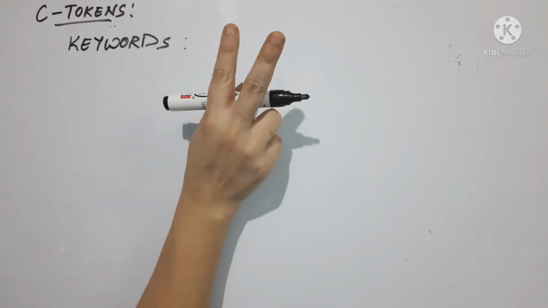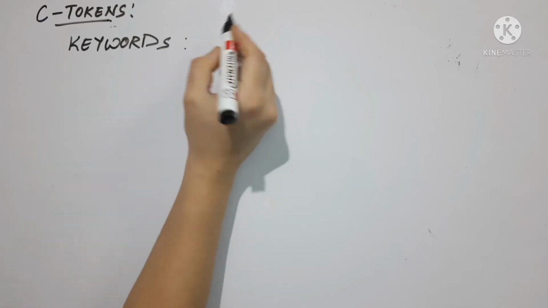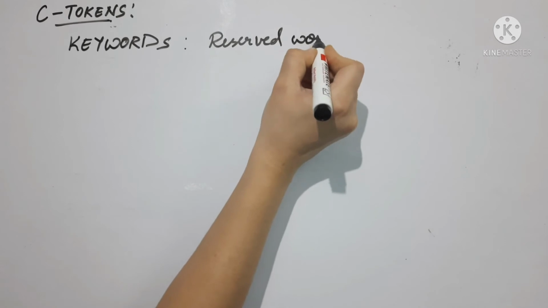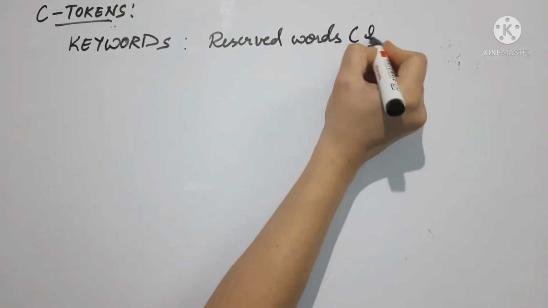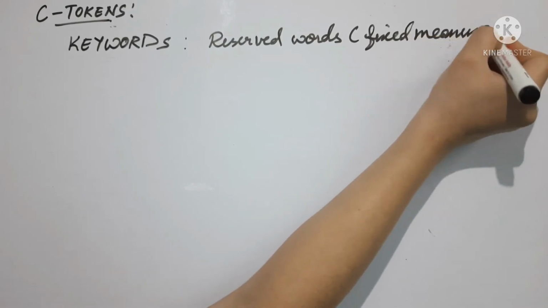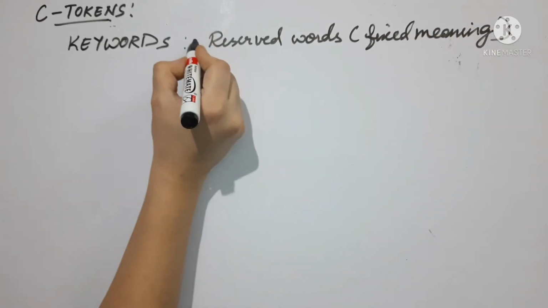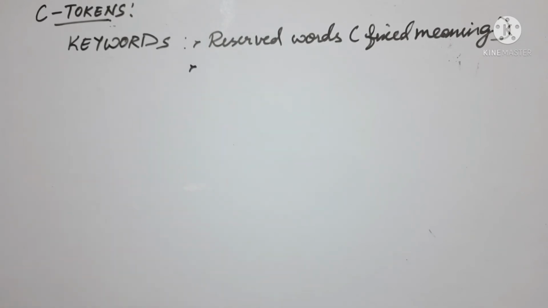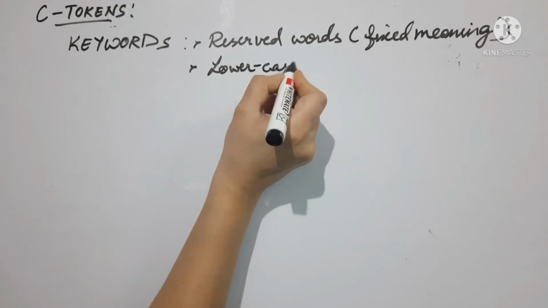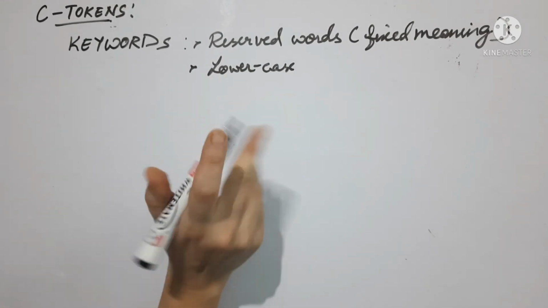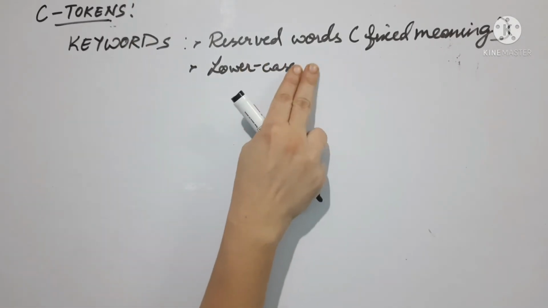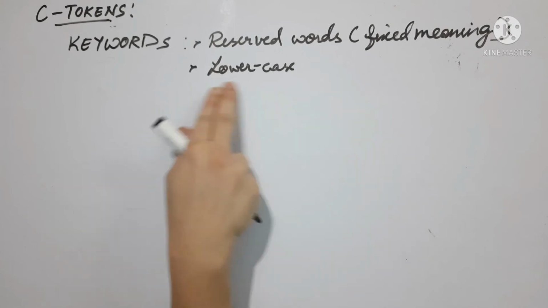Now let us see in detail what these keywords and identifiers are. There are two important things you need to remember regarding keywords. First, they are called reserved words. What is the meaning of reserved words? They have fixed meanings. That is the first important point. The second important point is that keywords are always written in lowercase letters. So remember these 2 points: they are reserved words, meaning they have fixed meaning, and they are in lowercase.